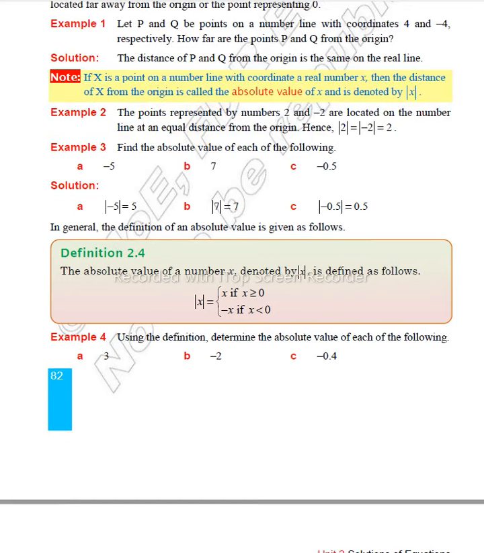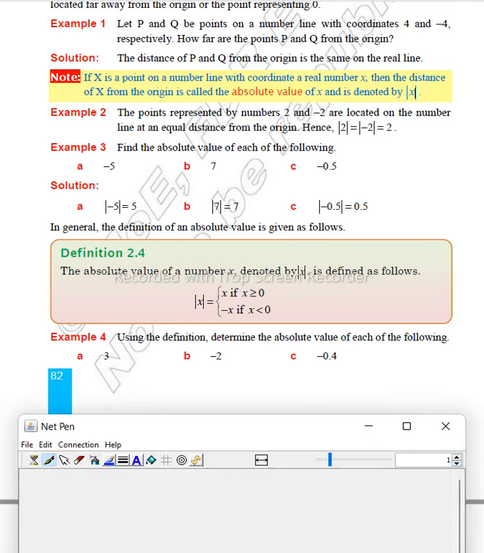So the absolute value of a number x, denoted by |x|, is defined as follows. The absolute value of x is equal to x if x is greater than 0, and -x if x is less than 0. Let us show you for this example.